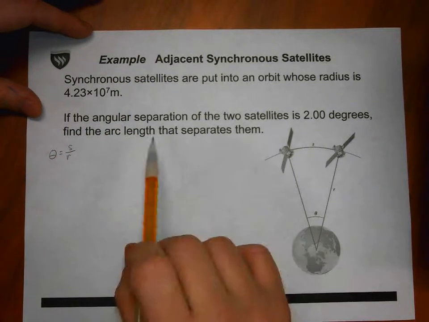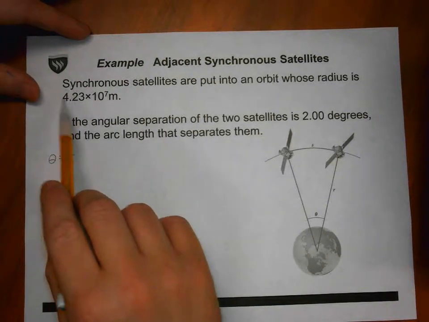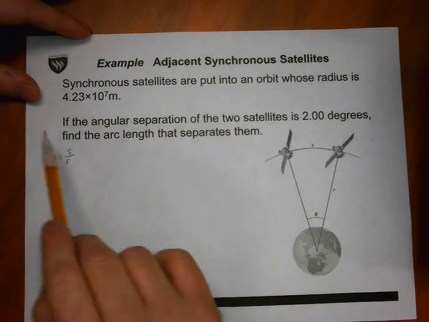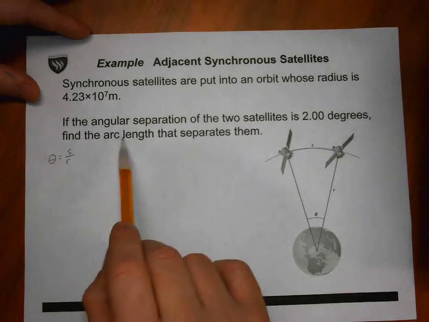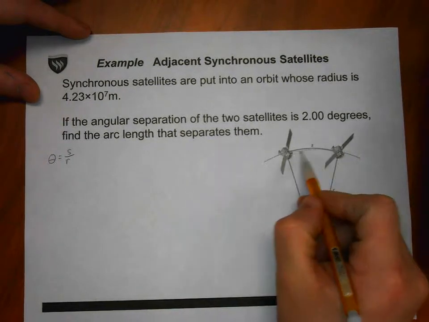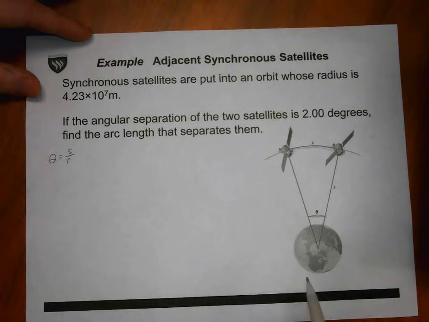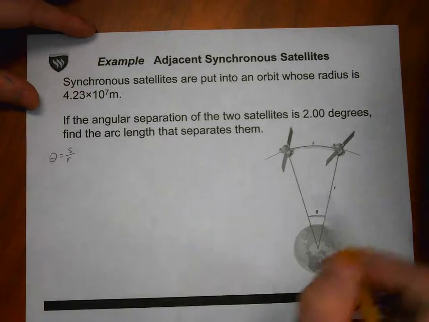And this problem right here demonstrates that, or requires that knowledge. Synchronous satellites are put into orbit whose radius is that. If the angular separation of the two satellites is 2 degrees, find the arc length that separates them. So this is S, and this is theta. Okay, and we have R here.